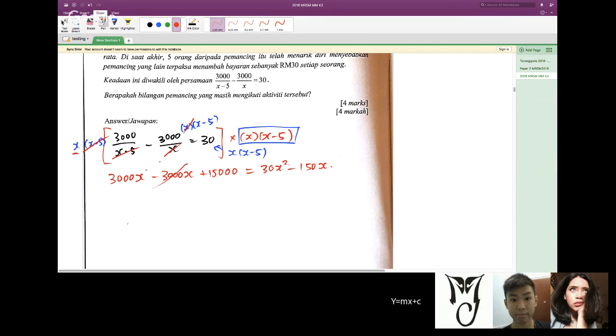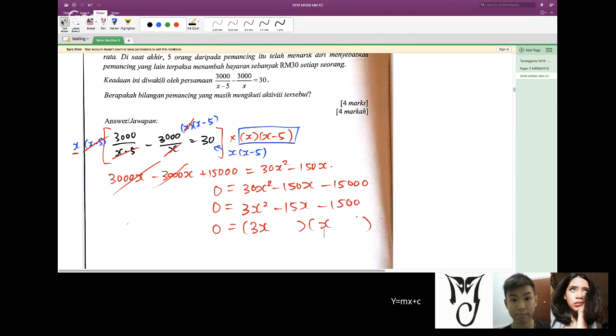Right, so what I will do is simplify this one and then try to solve it. So 30x squared minus 150x minus 15000. Then I will divide the whole equation by 10. I get something that looks like this. And then I'm trying to factorize this. Let me see. 1500 can be divided by what number? Okay. Yeah, I think 25 and 60 will be good, isn't it?